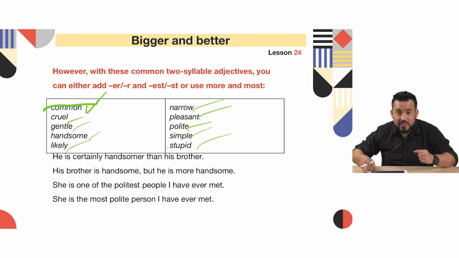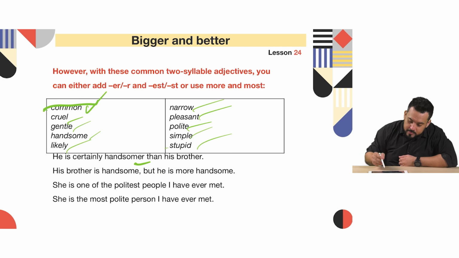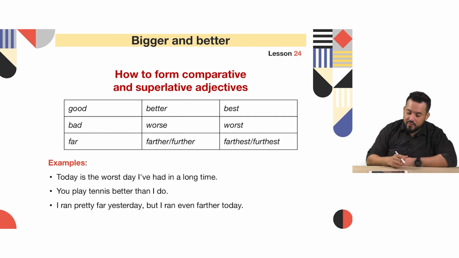All right, let's take a look at some example sentences. He is certainly handsomer than his brother. His brother is handsome, but he is more handsome. She is one of the politest people I have ever met. She is the most polite person I have ever met.